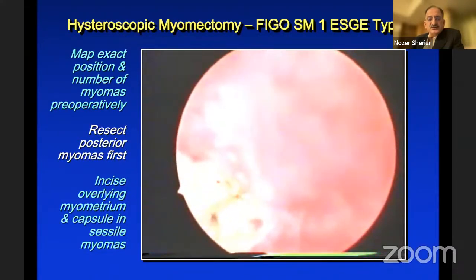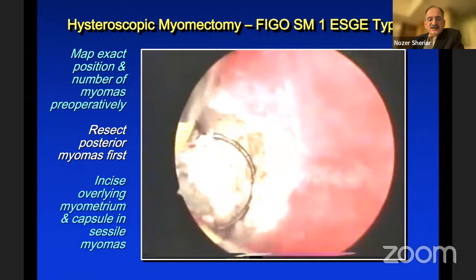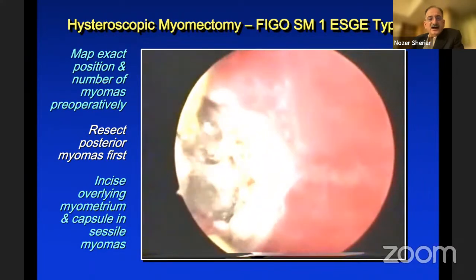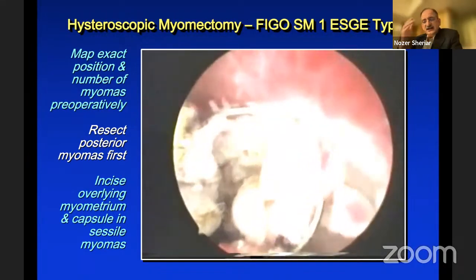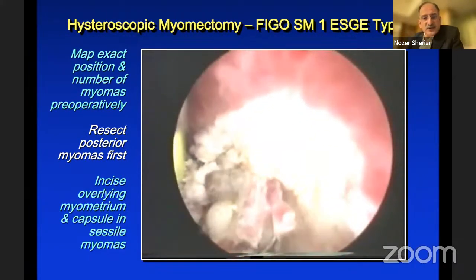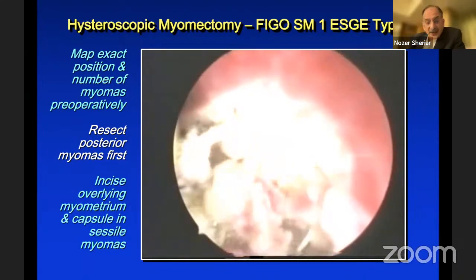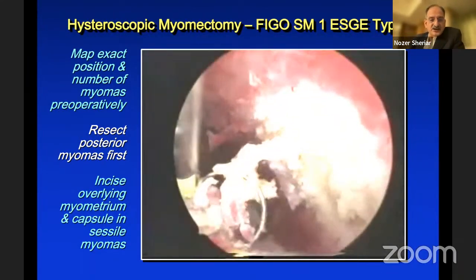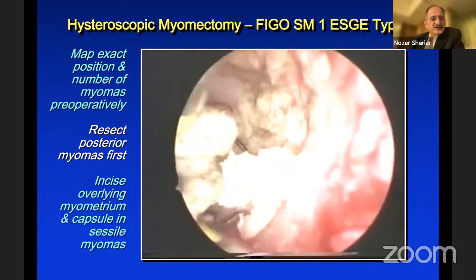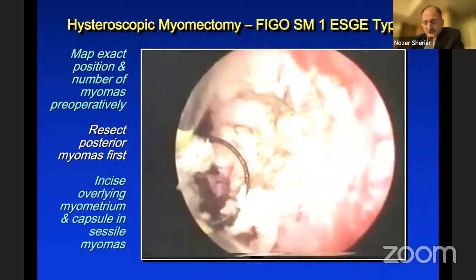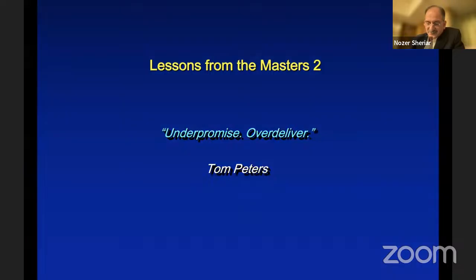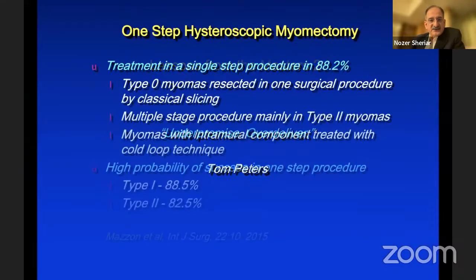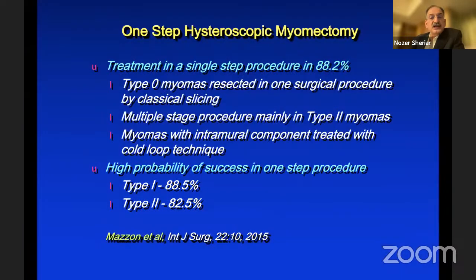And in this particular case, we got out 6 myomas. I had a second HSG of a normal cavity. At that time, we weren't using 3D ultrasounds, so I had to depend upon 2D ultrasounds. And this patient shifted to Bangalore, but went ahead to have 2 pregnancies, both of which she delivered normally. So resect the posterior first, incise the overlying capsule in sessile myomas. Tom Peters has said, under promise, over deliver. Be smart, don't get carried away, particularly when we are talking about doing large myomas.